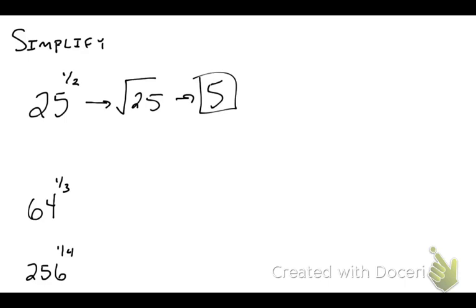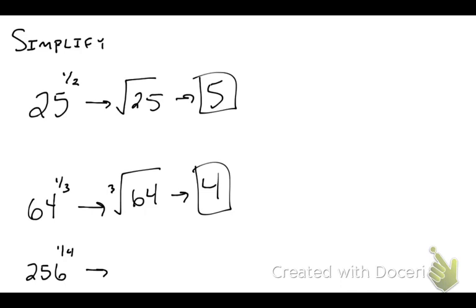In the second one, we have the 64 to the 1/3. Well, that means the cube root of 64. And the cube root of 64 is just 4. Finally, we have the 256 to the 1/4, which means the 4th root of 256, and that is also just 4. So we can simplify these in a pretty straightforward manner. Why don't you try these?